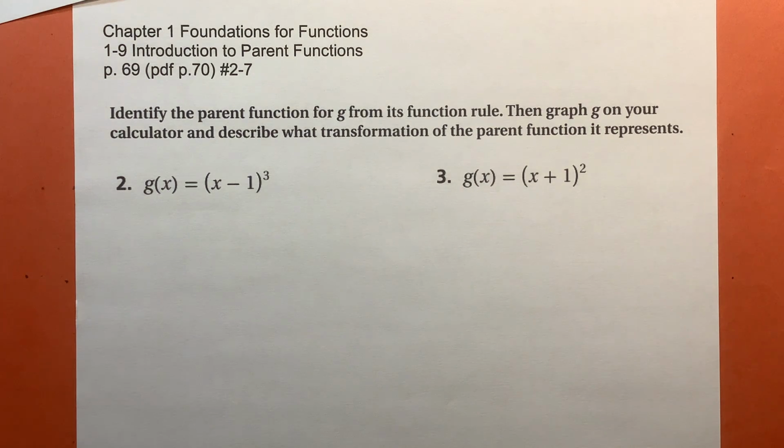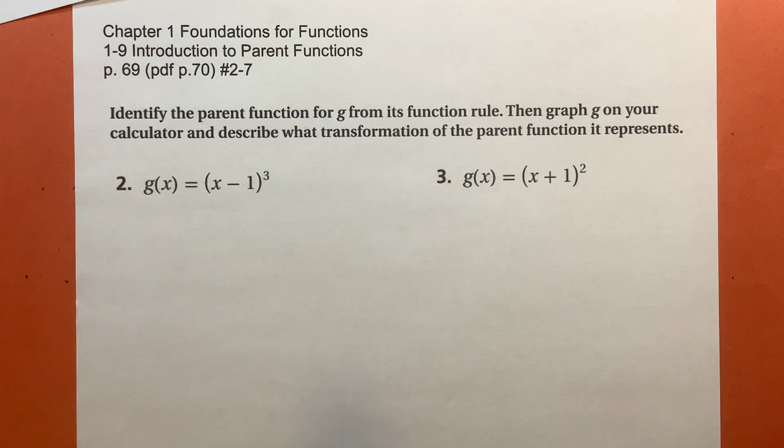I'm doing problems 2 through 7 in the guided practice problems that are on page 69. Actually, I think that's reversed. I think it's page 70 from the book and page 69 from the PDF. But they're only off by 1, so it's okay. Sorry, I must have typed them backwards when I was typing this up. Either way, you can find them. This is the guided practice problems before the homework.